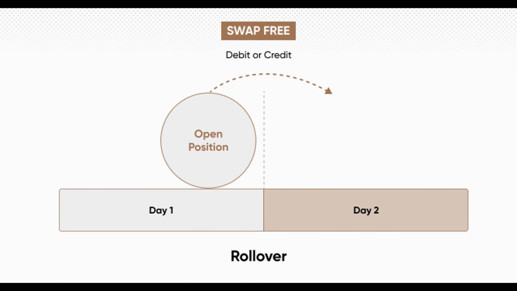Alright, to help you understand swaps even better, let's look at this simple graphic. So here, you can see what happens when you hold a position overnight. On day one, you open your trade as usual, but if you don't close it before the day ends and you move into day two, your broker will apply something called a rollover. This is where the swap comes in. The broker will either debit or credit your account, depending on the interest rate difference between the two currencies you are trading. If you're lucky and the interest rate works in your favor, you will get a small credit. But most of the time, you will actually pay a small fee.